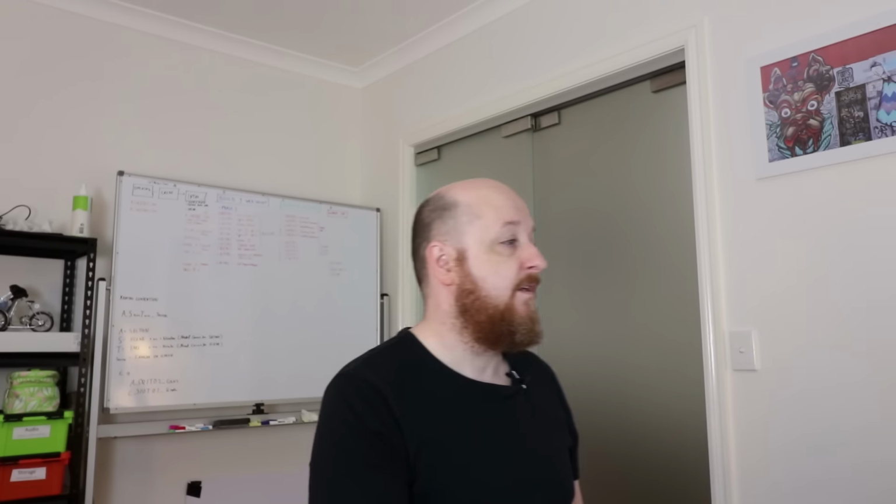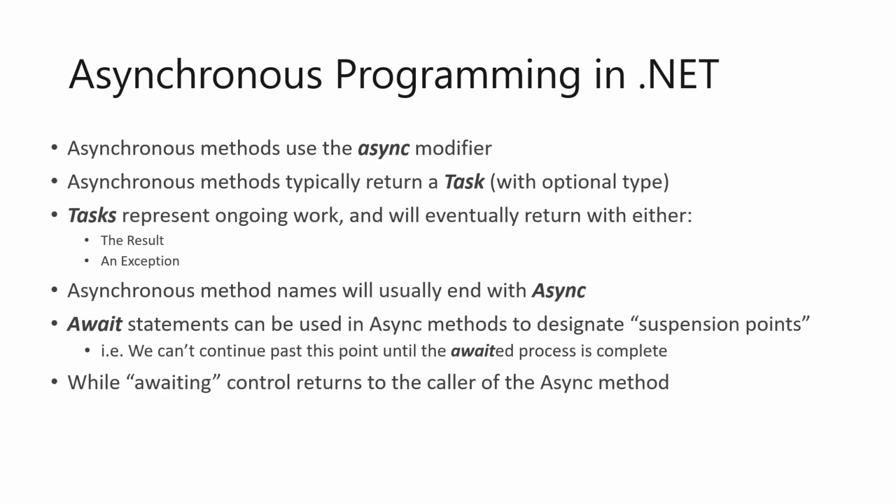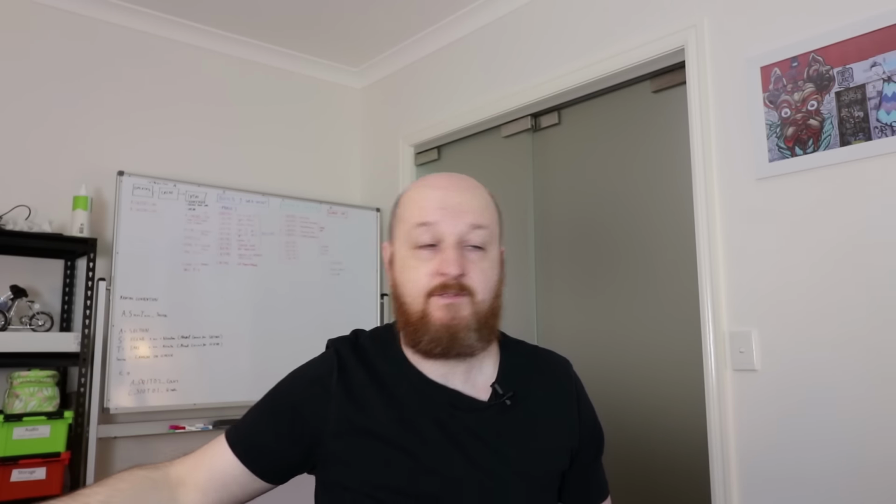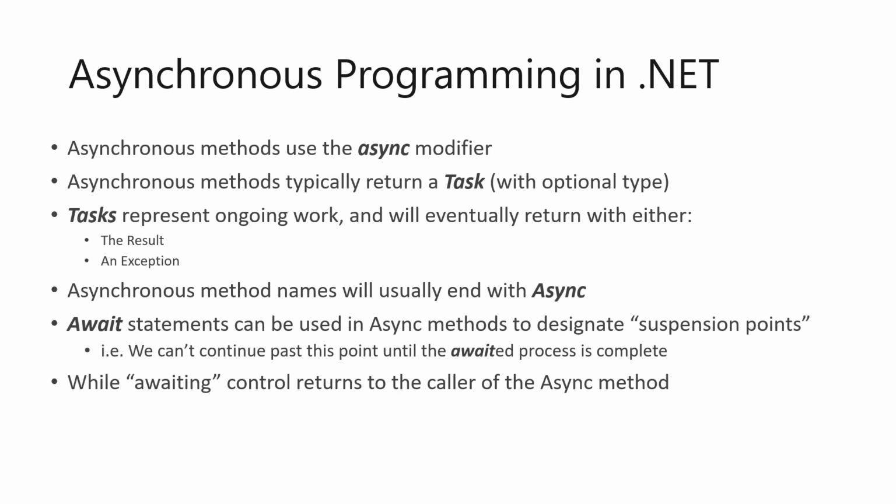Basically that's it. And while we're awaiting, the control returns to the async method. So while we've kicked off a process and said, okay, I'm going to wait for this to come back, the control returns back up the chain to the method that called the async process. And potentially you can continue on with something else if that is the case. So that's basically asynchronous programming in a nutshell.